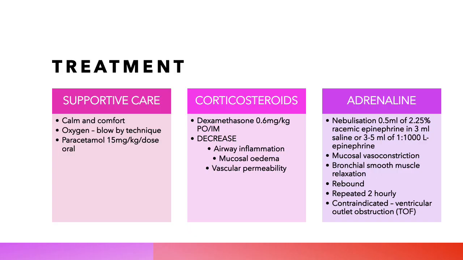Basic principles of treatment of a case of laryngotracheobronchitis are supportive care, corticosteroids and adrenaline. In supportive care, you should keep the child calm and comfortable as much as possible, because agitation and crying will cause further worsening of condition. It can be done by keeping the child in parent's lap. If the child is having respiratory difficulty or there is hypoxia, oxygen should be provided in a non-threatening manner.